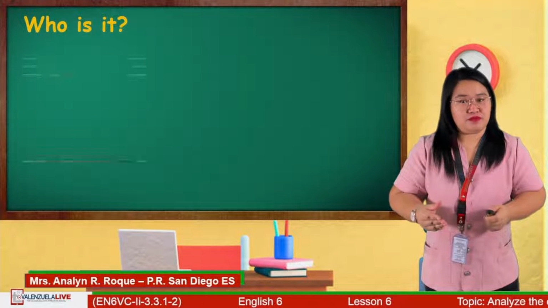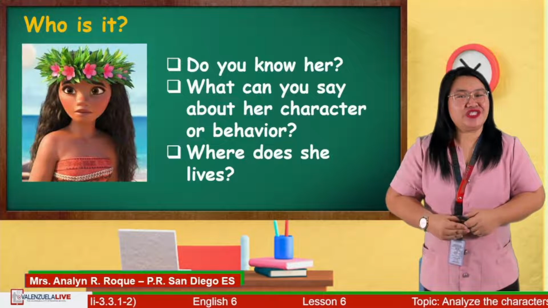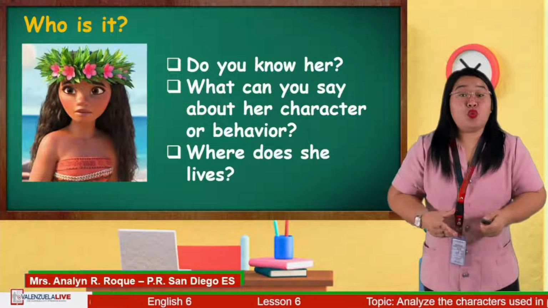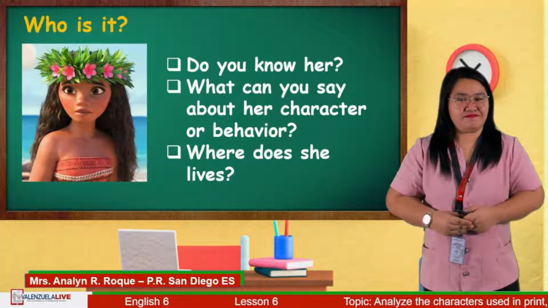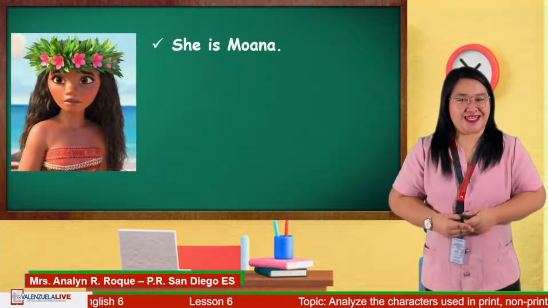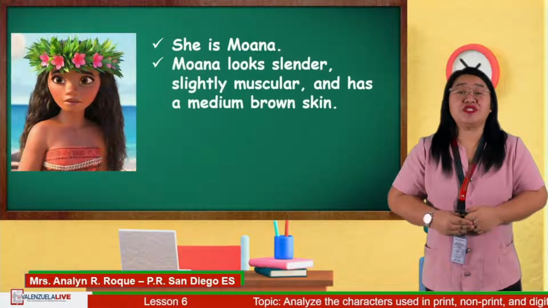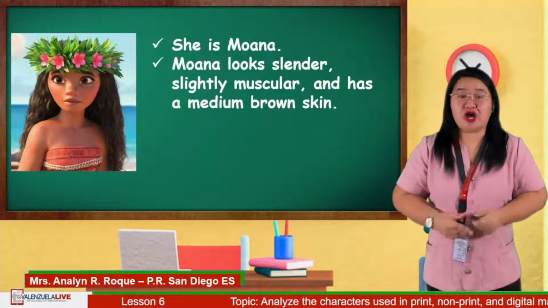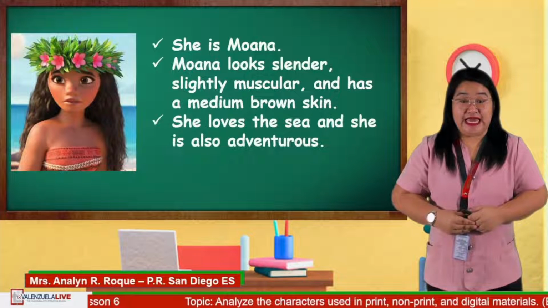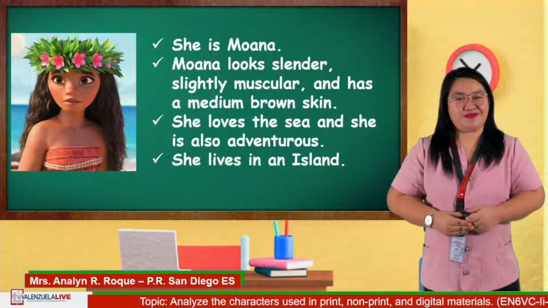First picture. Who is it? Do you know her? What can you say about her character? About her behavior? Where does she live? Yes, if your answer is Moana, you are correct. She is Moana from the self-titled movie. Moana looks slender, slightly muscular, and has a medium brown skin. She loves the sea, and she is also adventurous. She lives in an island.